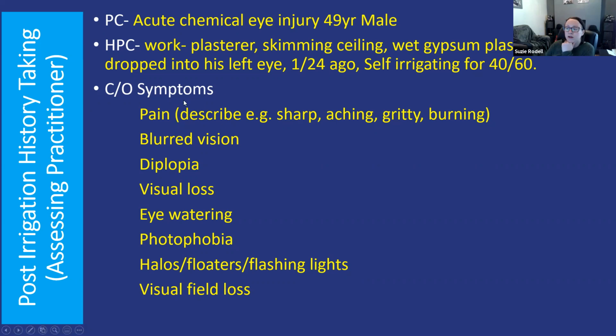So I'm not going to repeat a lot of this because this is what we talked about in triage. So you're presenting complaint, being your chemical injury, history, symptoms. Some of the other symptoms that we may want to ask the patient about are whether they have had any halos or floaters or flashing lights, or any other significant symptoms. Typically they present with pain, blurred vision, eye watering, and that tends to be it. The pain, blurred vision and eye watering.